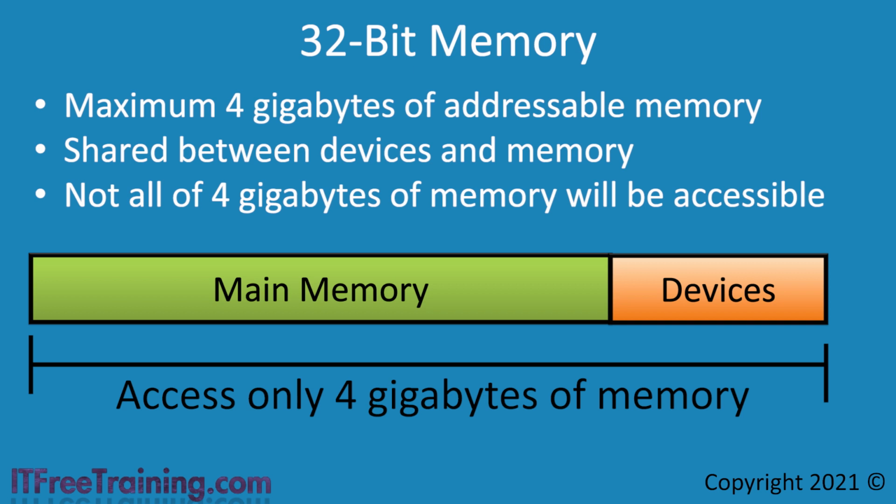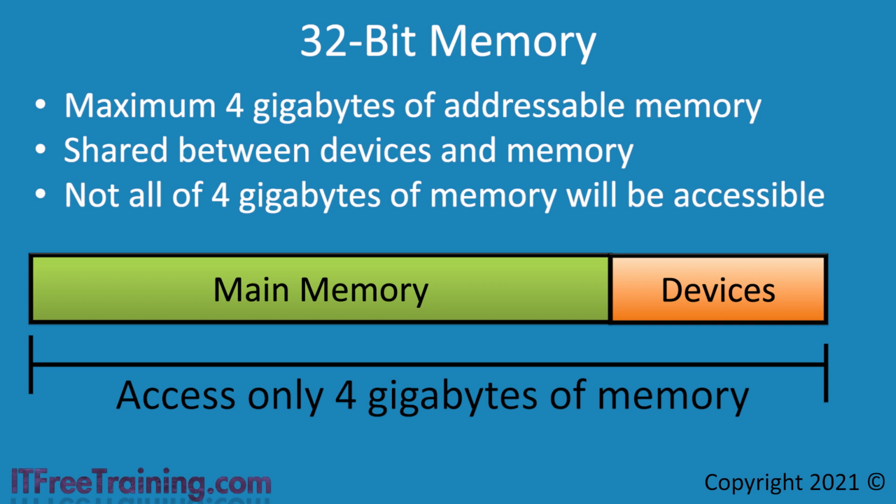Essentially, each spot in memory needs to go somewhere. It either goes to main memory or it goes to a device. It can't go to both. This is why you won't be able to access the full 4 gigabytes of memory on a 32-bit system. In some cases, some devices will allow you to reduce the amount of addressable memory they use. These settings are usually configured in BIOS.